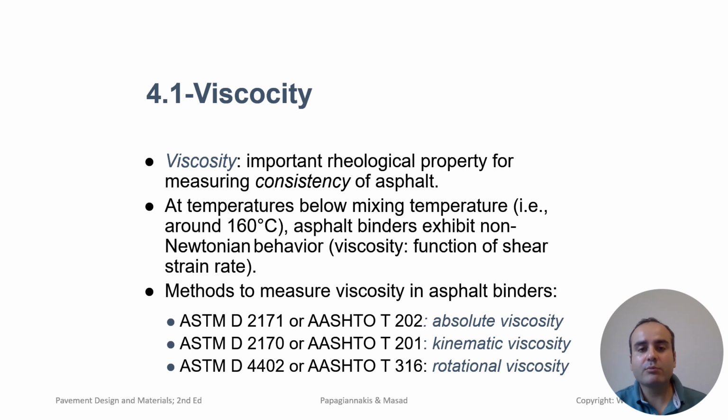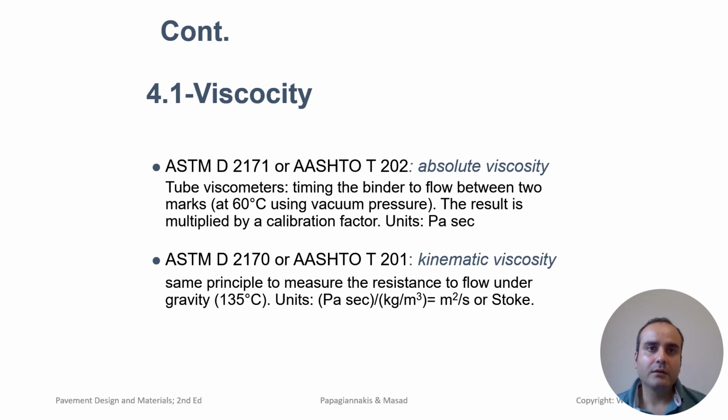There are different testing protocols to study the viscosity of asphalt binders. These protocols are based on the standard methods as described on this slide for different types of viscosities, including absolute viscosity, kinematic viscosity, and rotational viscosity. In terms of absolute viscosity, the time that it takes for the binder to flow between two marks is measured. It is usually done at 60 degrees C, and the unit is Pascal second.